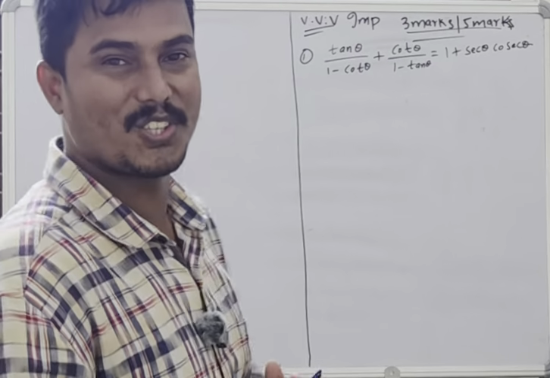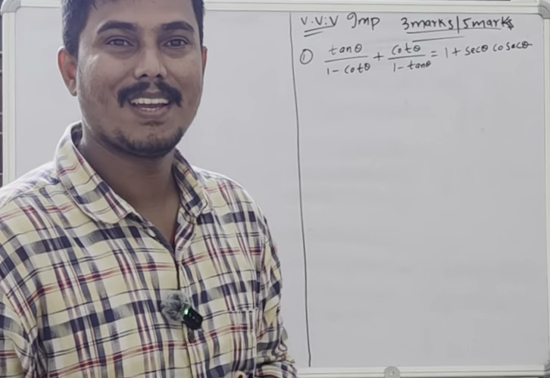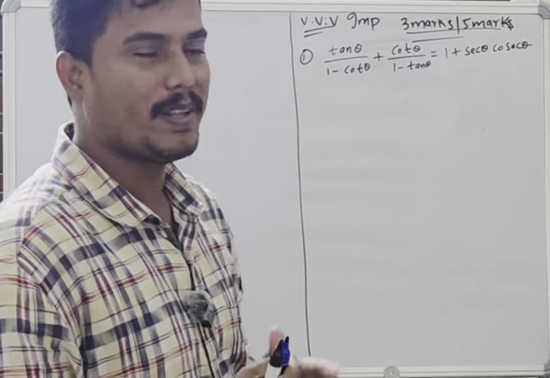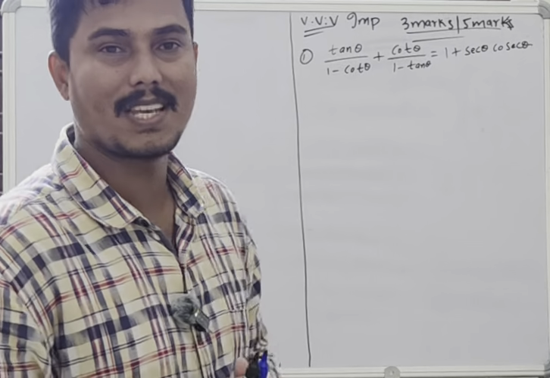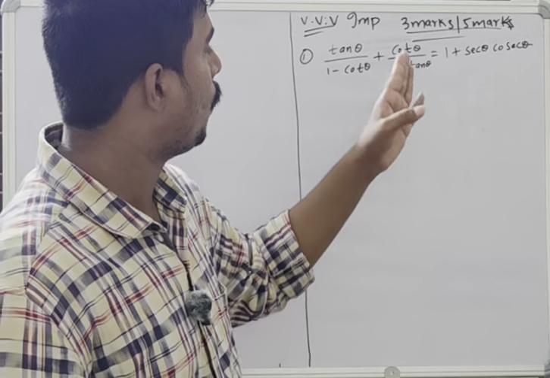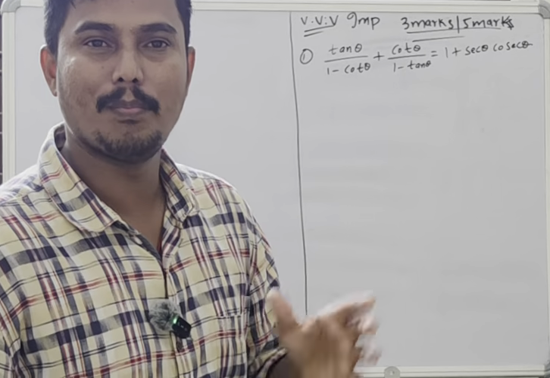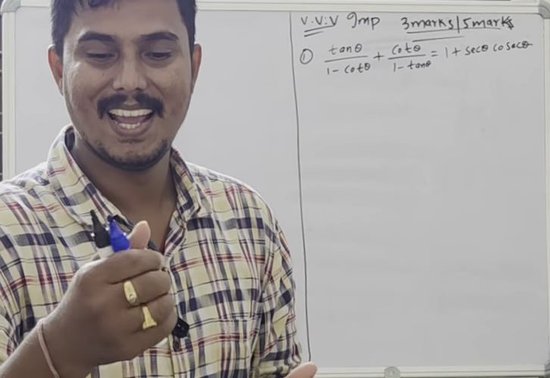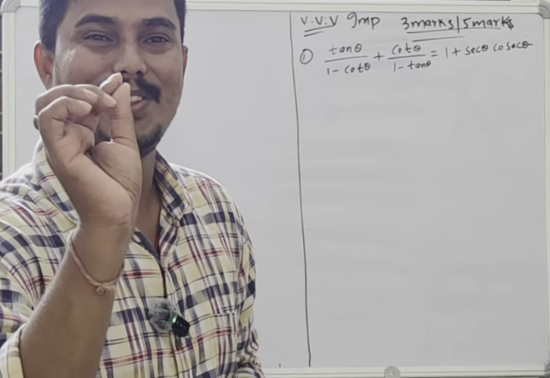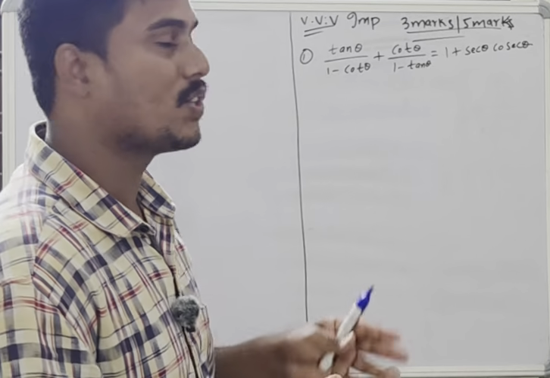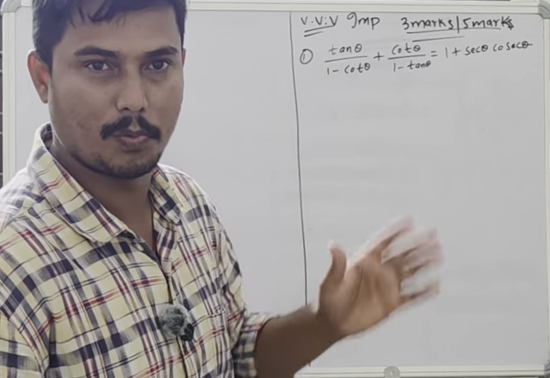Yes, let us see this question. Tan theta by 1 minus cot theta plus cot theta by 1 minus tan theta is equal to 1 plus secant theta into cosecant theta. It is very important for your NCERT and SCERT. And I'll tell you the easy trick. As soon as you see the question, don't fear. You're supposed to prove it.